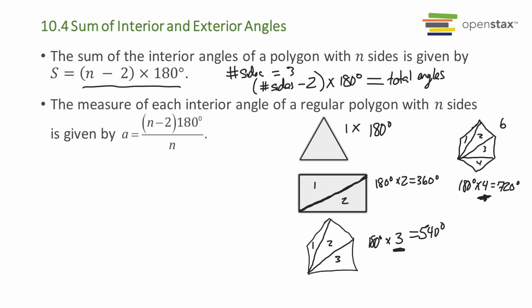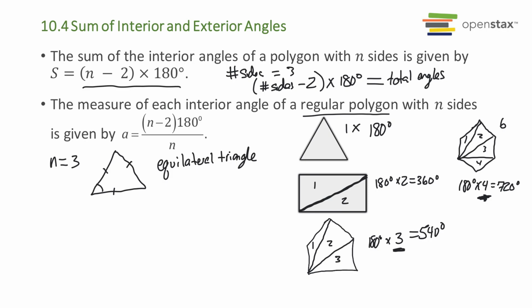Now, going backwards, the measure of each interior angle within n sides is given by n minus 2 times 180 divided by n. So what this means is, for example, let's go to a triangle. For n equals 3, if all the sides are the same, this is an equilateral triangle.